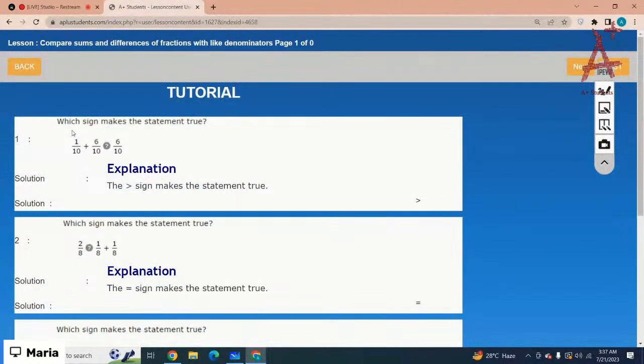So which sign makes the statement true? 1 over 10 plus 6 over 10. You have to compare it to 6 over 10. So just add on the other side. 1 plus 6 is 7. That would be 7 over 10. So 7 over 10 is greater than 6 over 10. If the numerator is greater, that means 7 over 10 is greater than 6 over 10.